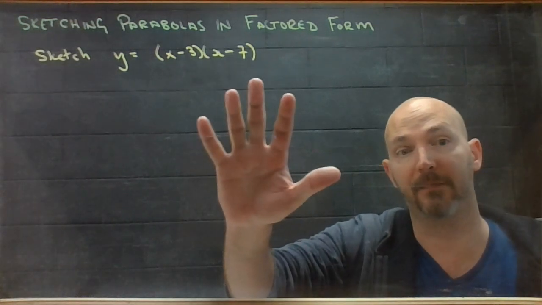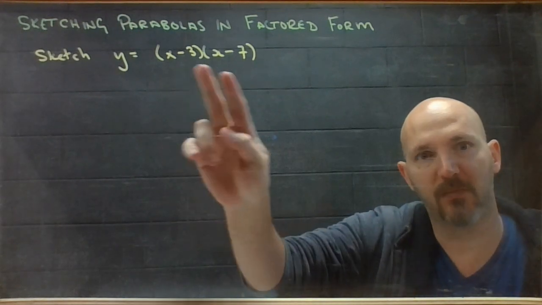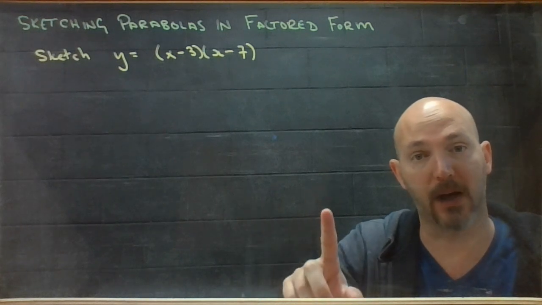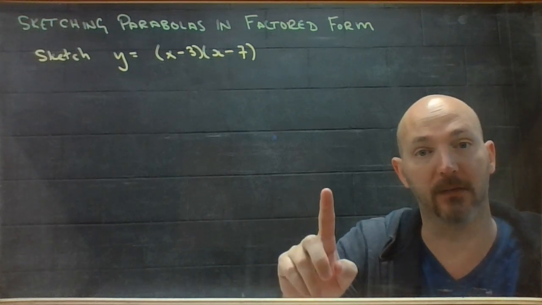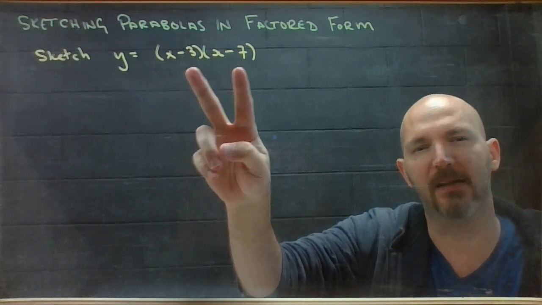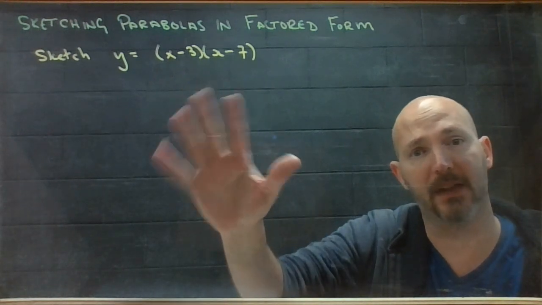So I have a new form of an equation for a parabola. It's got these two brackets. We just saw a vertex form that had one bracket, which showed you the one location of the vertex. This one has two. So it's telling you the location of two somethings. What that is, we'll get to in a minute.